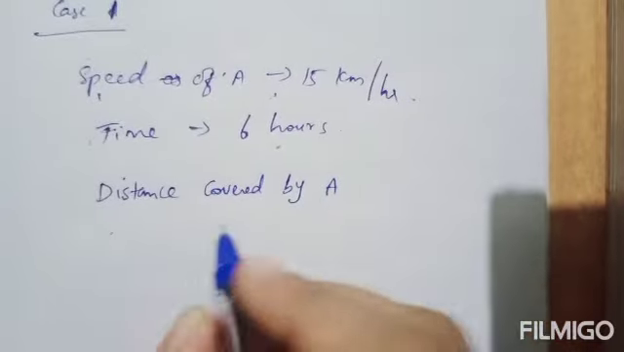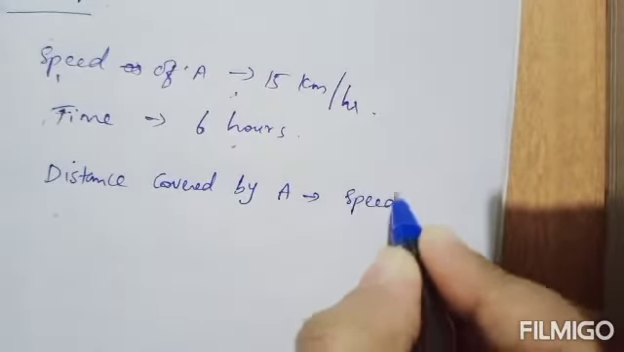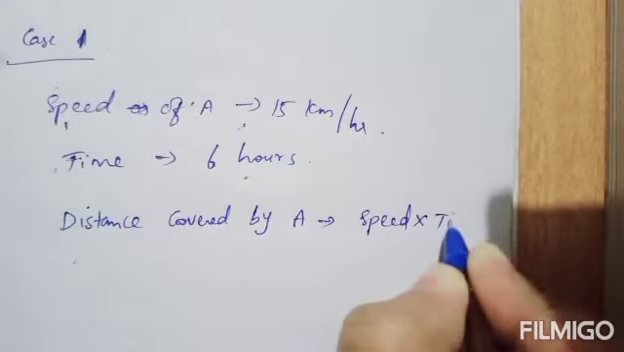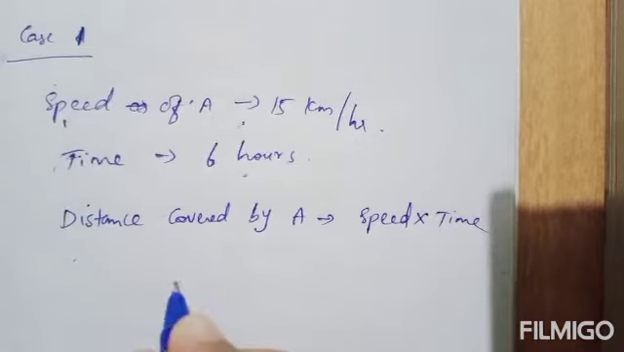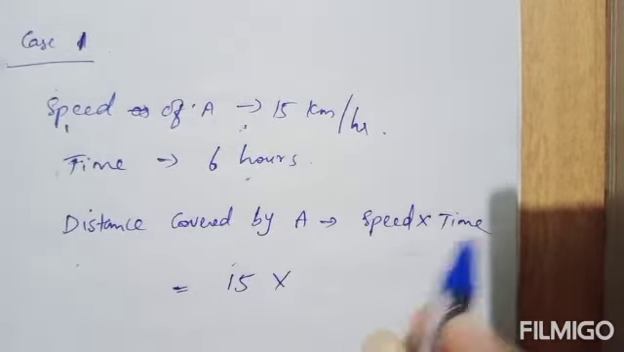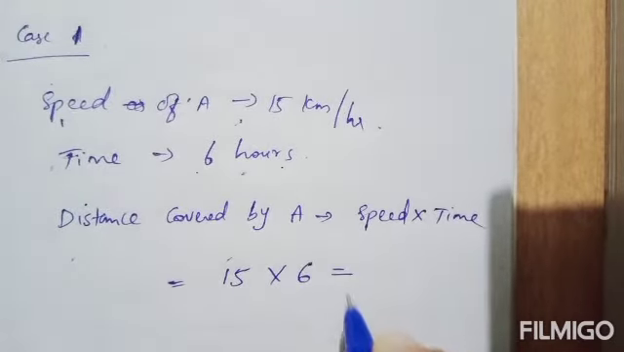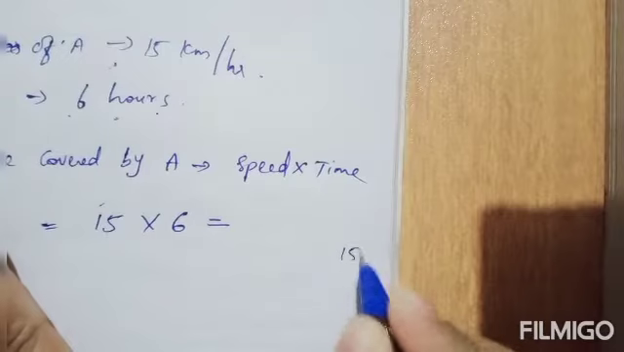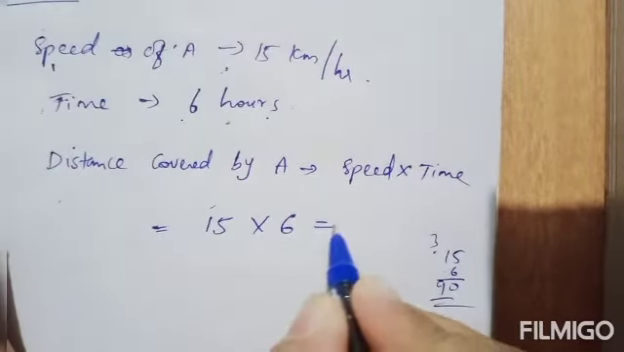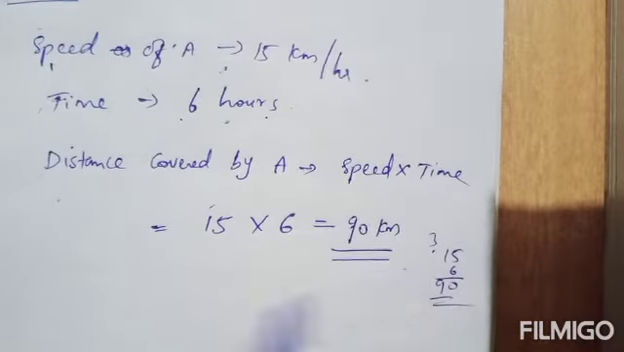We know distance equals speed into time. So here speed is 15 km per hour, and time is 6 hours. 15 into 6, now what will you get? 15 into 6 is 90. So the distance covered by A is 90 km.